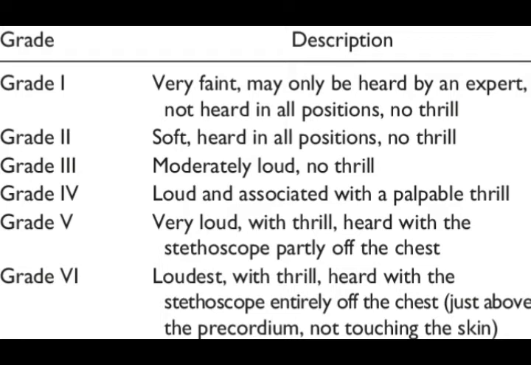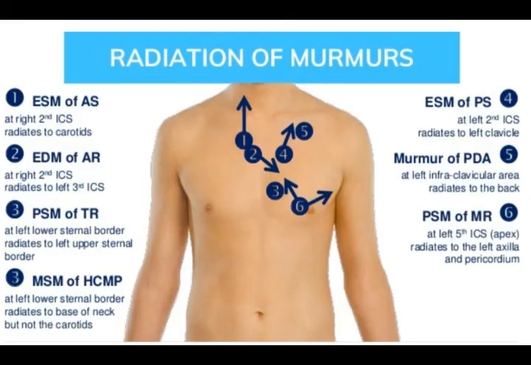Here it is worthy to mention that a thrill is a vibratory sensation felt on the skin overlying an area of turbulence and indicates a loud heart murmur usually caused by an incompetent heart valve. Now, grade 4 murmurs are loud and have a palpable thrill, or in easy words, you can feel the thrill on palpation. Grade 5 murmur is very loud, often heard over a wide area with a palpable thrill. And grade 6 murmurs are extremely loud, they can be heard without a stethoscope.